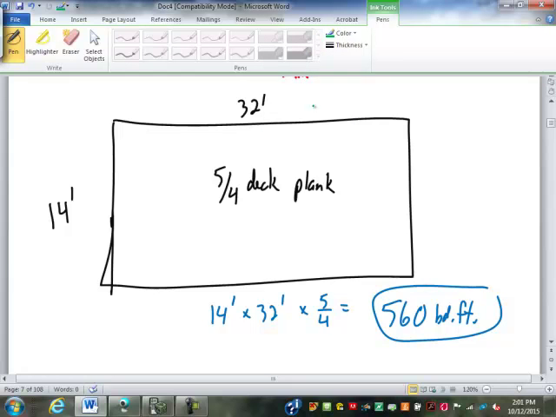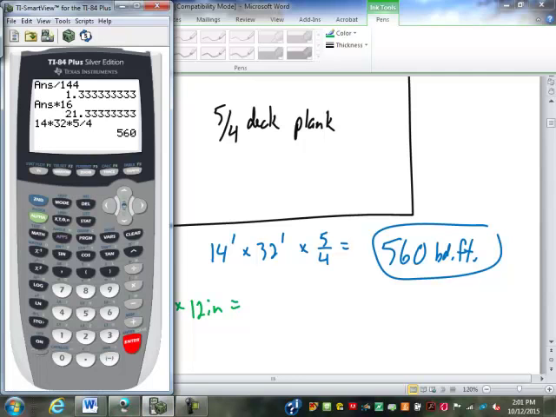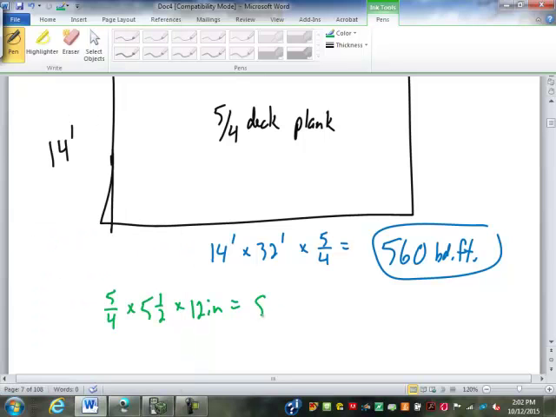Now on a 5/4 deck plank, 5/4 by 5.5 by 12 inches. Now here notice I'm doing the actual dimensions. I'm not pricing anything. I'm doing the actual dimensions because I want to figure out how many it's actually going to take. So 5.5 is the width of a deck plank. 2 by 6, so it's going to be a 5.5 inches. So 5 divided by 4 times 5.5 times 12 gives me 82.5 board feet, or no, it's cubic inches, sorry.